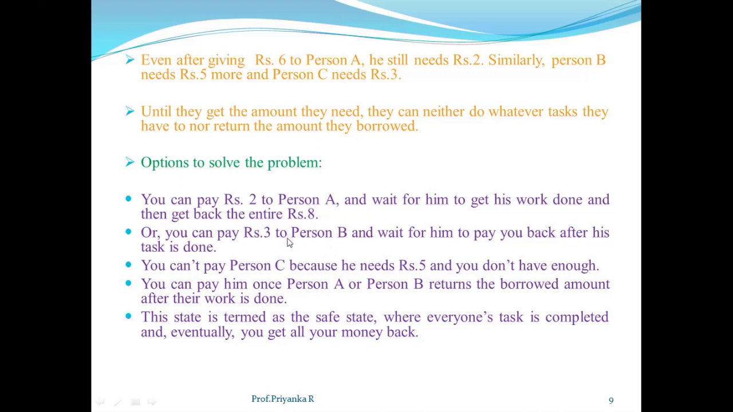So whenever you're doing it in this particular way, this state is termed as safe state, where everyone's task is completed and eventually you get all your amount back. This is one scenario where the system is in safe state. Relating this to processes, processes are requesting the resources, and the resources are allocated to processes such that the system will not go into a deadlock condition.